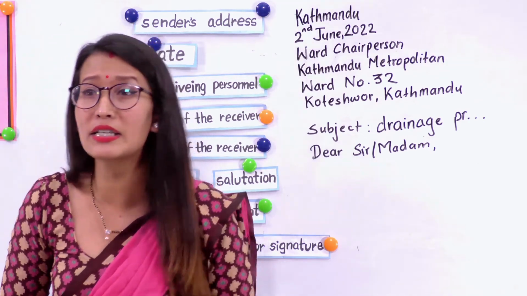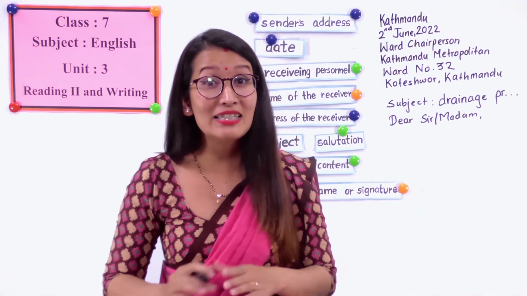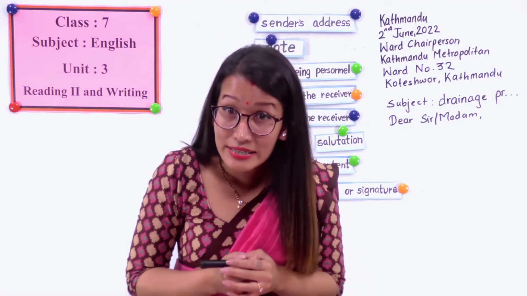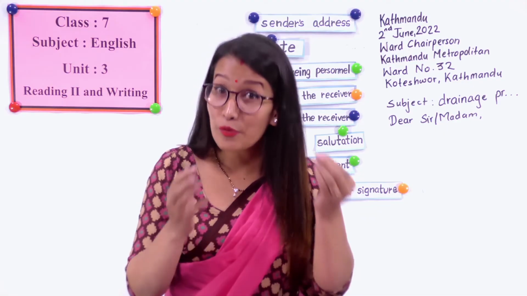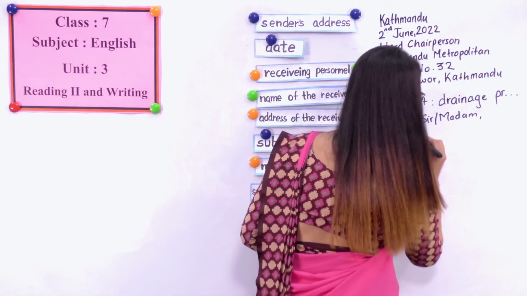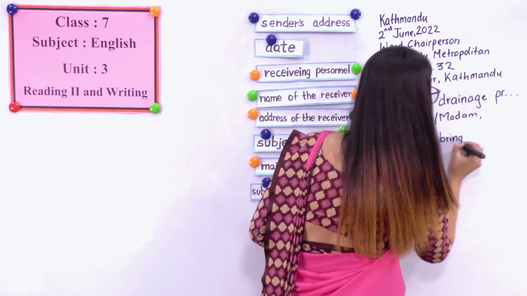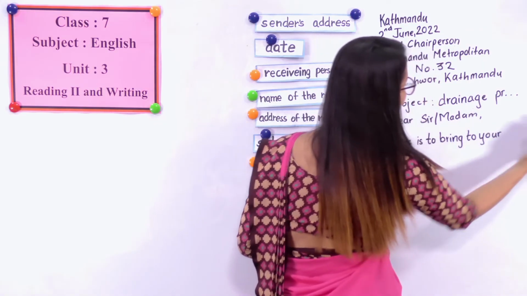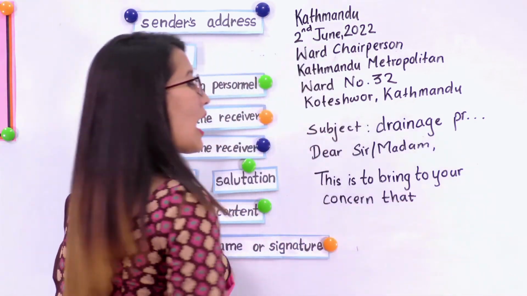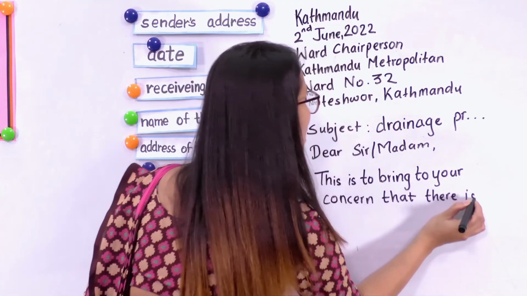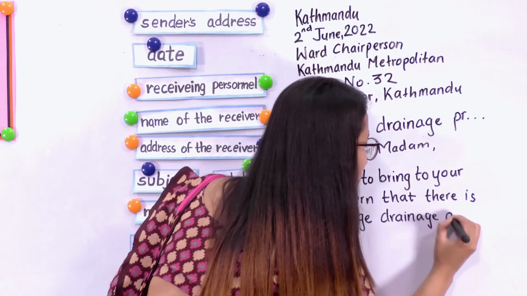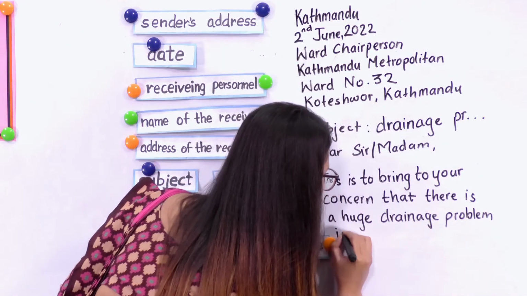What can you write as the first sentence? You can write, this is to bring to your concern that, or, I am writing to inform you that. Let me write it. This is to bring to your concern that there is a huge drainage problem in my locality. I don't have space here, so I am going down.